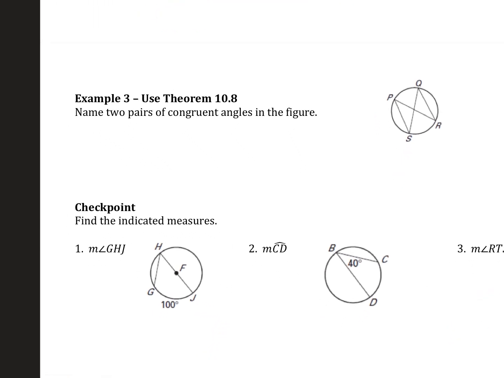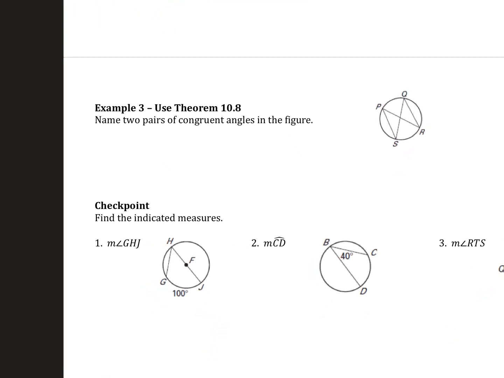Cool. Example 3, it says name two pairs of congruent angles in the figure. So I want you guys to give this one a try if you're able to. I would say focus on this arc and maybe this arc down here. See if you can figure out what angles are going to be congruent. Go ahead.